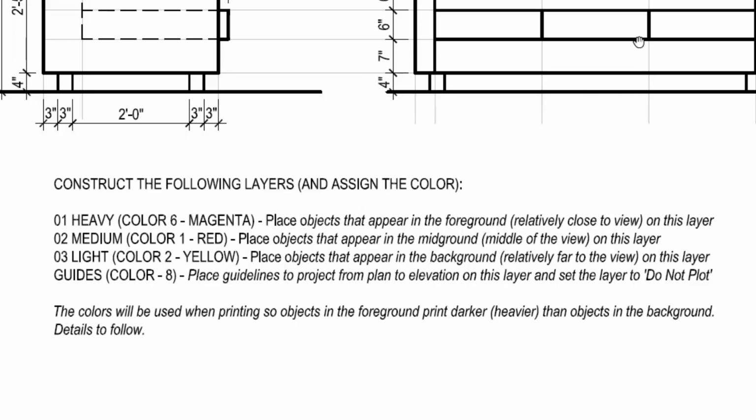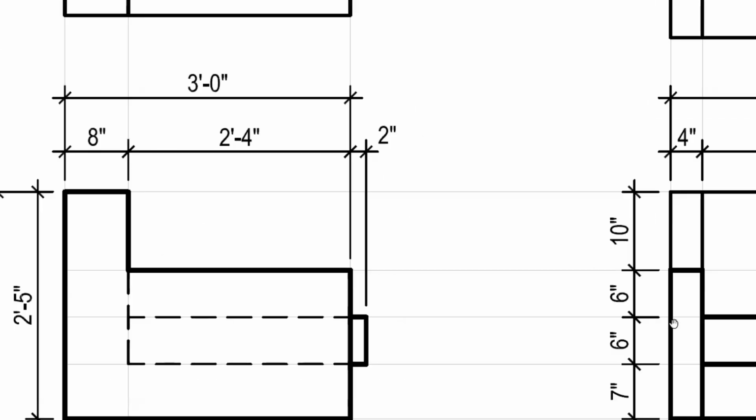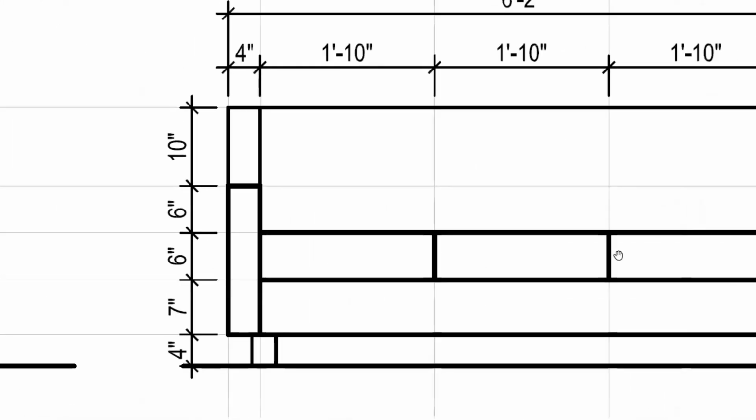If you can see in this elevation, you can see the seat cushion as well as this armrest. That's going to be closer to us compared to the backrest. I'm not sure if you can see it here, but the line weight is slightly different. If I zoom in just a little bit more like this, you can start to see the difference in the line weights.